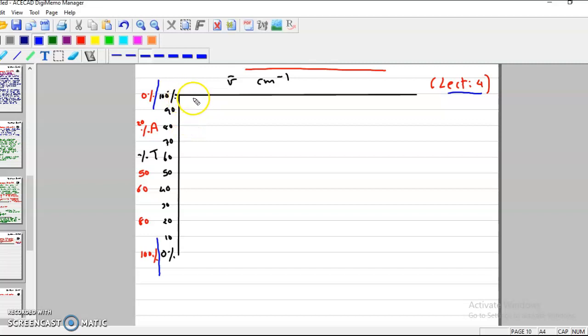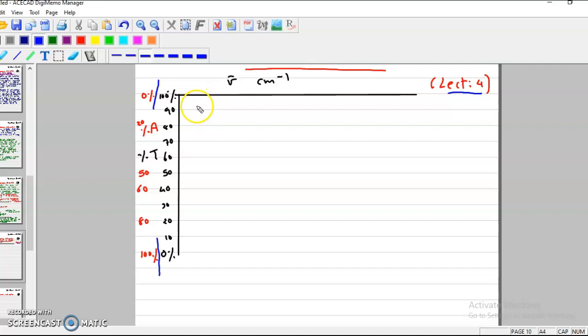When we plot a graph of IR spectra, it is always wave number versus percentage transmittance. On the y-axis we take percentage transmittance from 100% to 0%, so it is opposite of absorbance. When percentage transmittance is 100%, absorbance will be 0, and when percentage transmittance is 0, the absorbance will be 100. With reference to this, let us understand how the bands appear in infrared spectra.